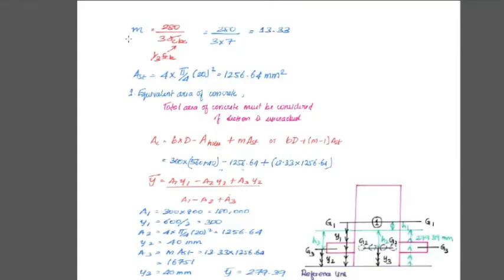First of all, find the modular ratio, 280 by 3 sigma cbc. So sigma cbc equals 1 by 3 of fck. Substituting all the values, the value we got is 13.33. And the area of the steel, 4 bars at the tension zone of 20 mm diameter, so 4 into pi by 4 into 20 square. The value we got is 1256.64 mm square.